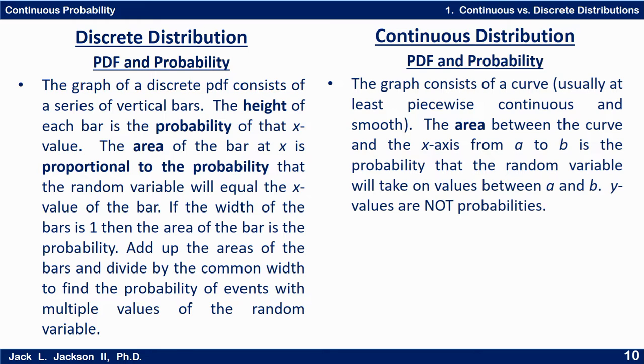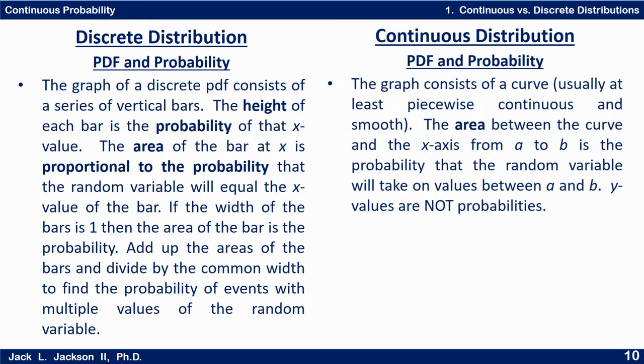So again, we can add up the areas of the bars and divide by the common width to find the probability of events with multiple values of the random variable. But notice again, it's really the height, or the output of the PDF, that is the probability. It's a little different over here. We're basically going to take this area idea and generalize that.